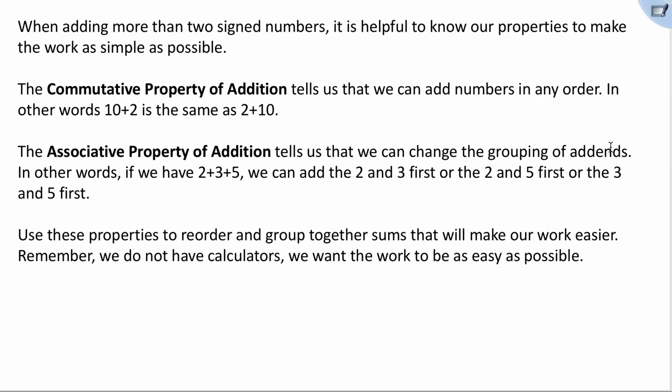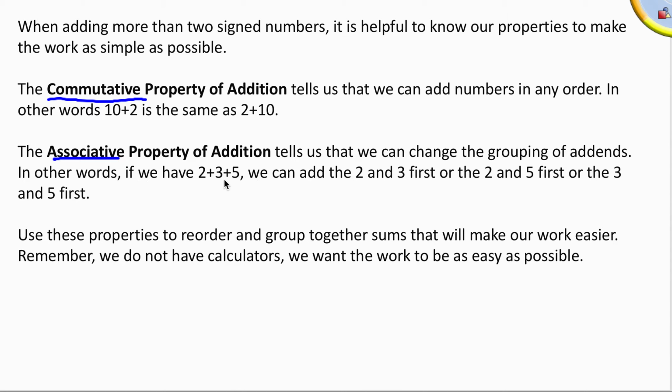Okay, when we have more than two numbers, if we're adding a string of numbers, it might be helpful to know our properties. The commutative property of addition tells us we can add numbers in any order. 10 plus 2 is the same as 2 plus 10, right? 2 plus 3, 3 plus 2, it doesn't matter. And the associative property tells us that we can change the grouping of the numbers being added.